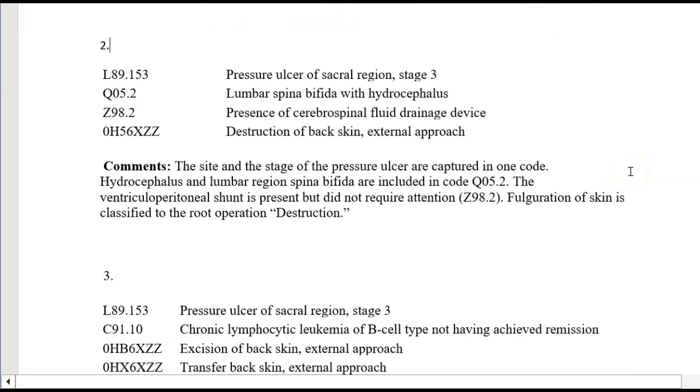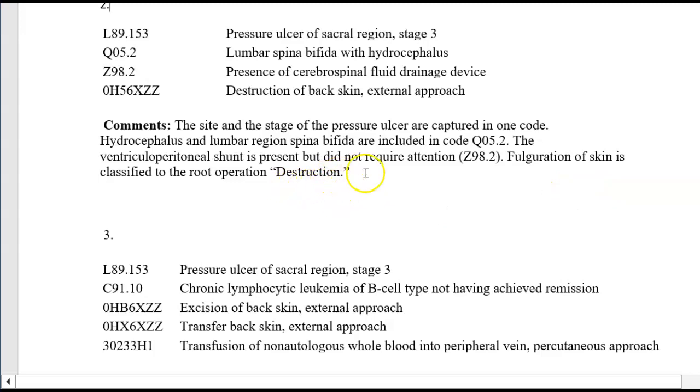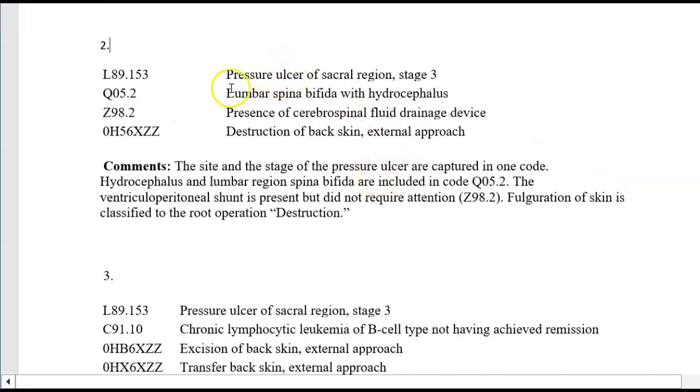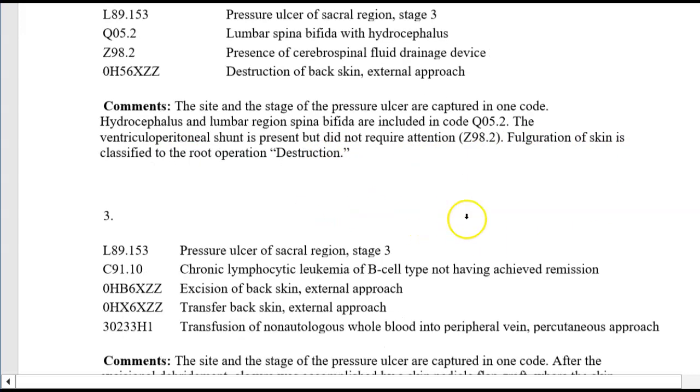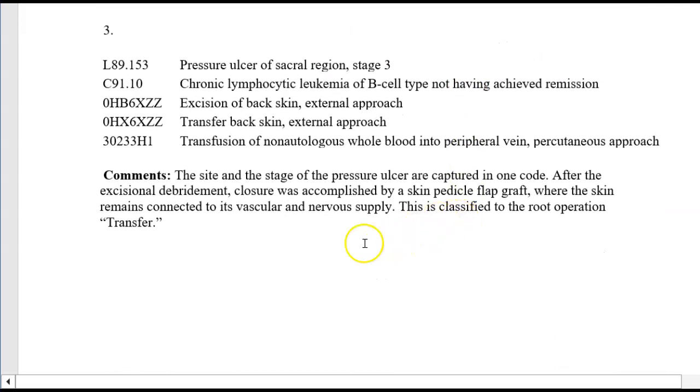Okay. All right. So here we have, this is a little bit different. We have another pressure ulcer. We have stage 3. We also code it, if you can see here, congenital lumbar spina bifida. And here, when we did the fulguration of the skin, remember the fulguration is the root operation destruction. So as you can see here, we're doing a lot of pressure ulcers. This one here looks like we had a flap graft, so that's going to be transfer.